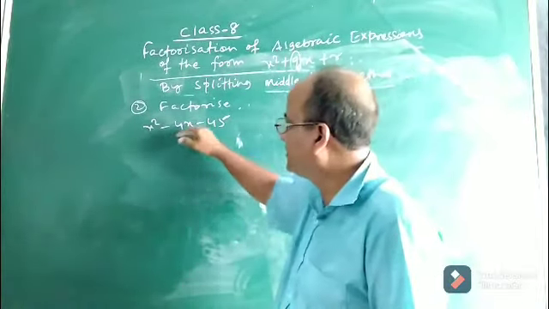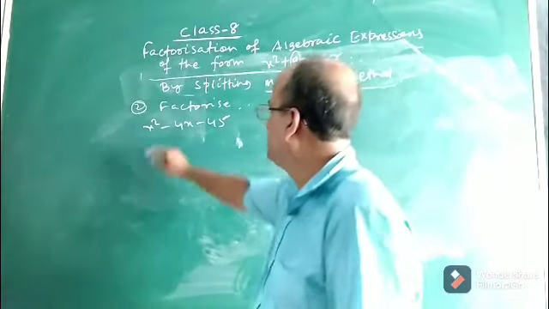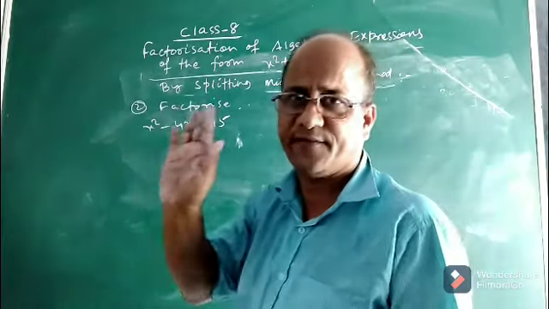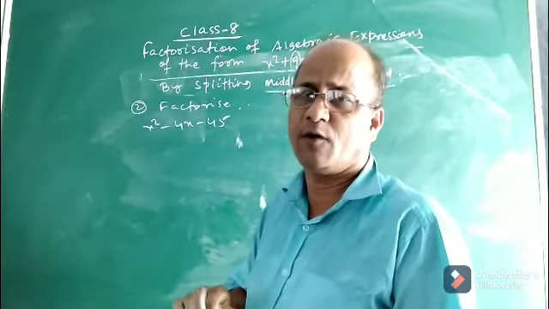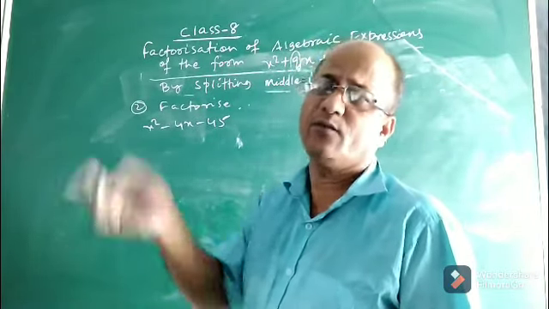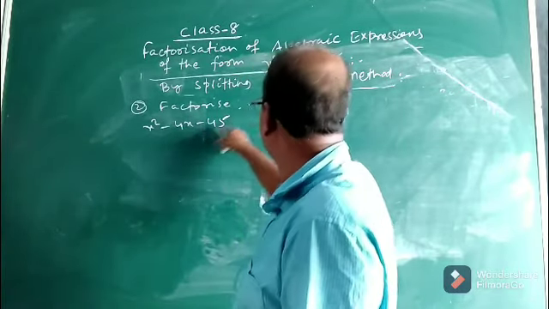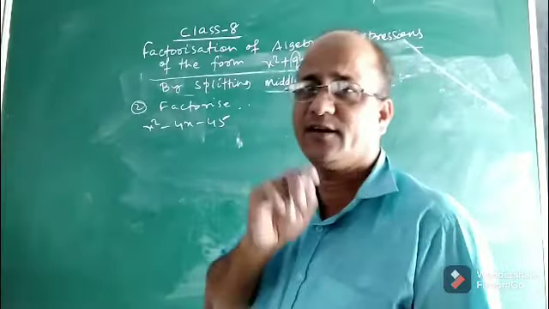is it in the form of any identities that we have read so far? The answer is clearly no. It is not in any of the 5 different identities we have read. This particular algebraic expression is not in the form of any identity. Then what will we think? We will think whether this expression is in the form x square plus qx plus r or not. The answer is clearly yes.